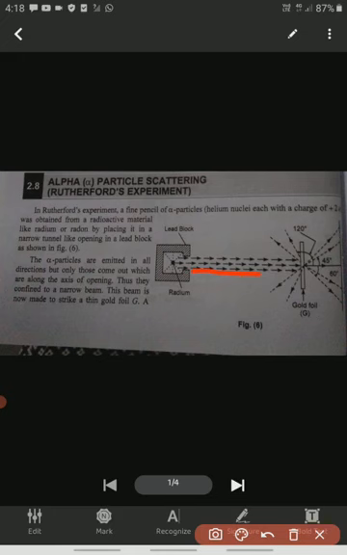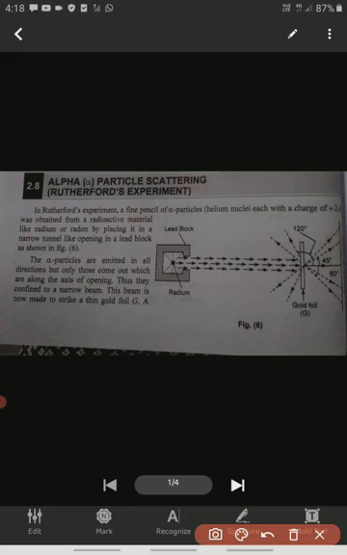These alpha particles collide with the gold foil. Gold foil is nothing but very thin gold material. Behind the gold foil we place a screen; this black part is the screen. All these particles strike the gold foil.